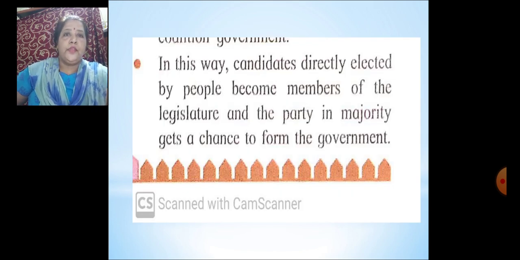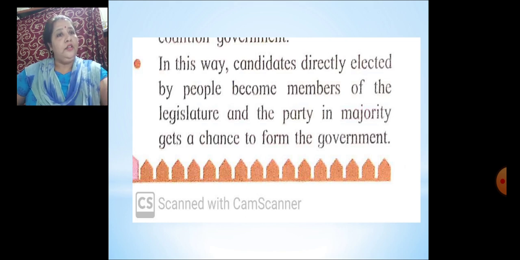Next point. In this way, candidates directly elected by people become members of the legislature. I told you previously, in the election, whatever representatives we are electing, those people become part of the legislature. And the party in majority gets a chance to form the government.